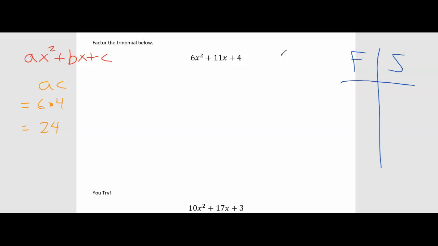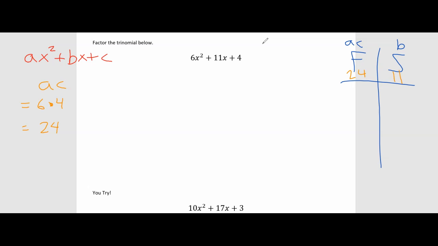Now the difference is I'm finding factors of AC that add to b. I'm not finding factors of just c. So in this case, I'd be finding factors of 24 that add to 11. So the only difference here when your a value is not equal to 1 is that you're finding factors of a times c that sum to b.